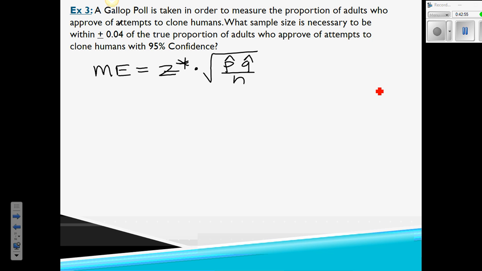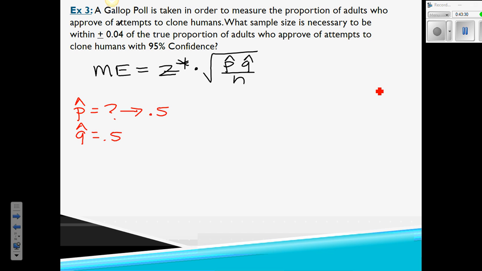All right, let's identify what you know and what you don't. We don't know p hat, right? That's unknown. So what are you going to use as a proxy? 0.5, because you don't know it. 0.5 is going to allow for the most error. So if our p hat happens to be above or below that, fantastic. We know the error is going to be less. But this is going to be the most error. So q hat is going to be 0.5.